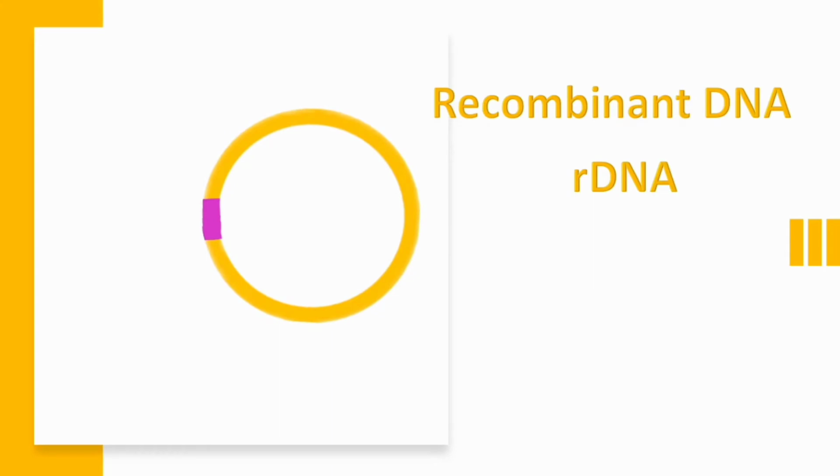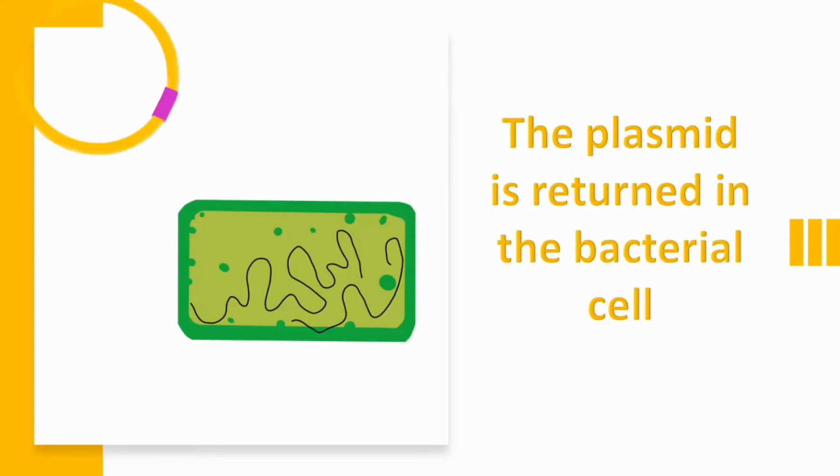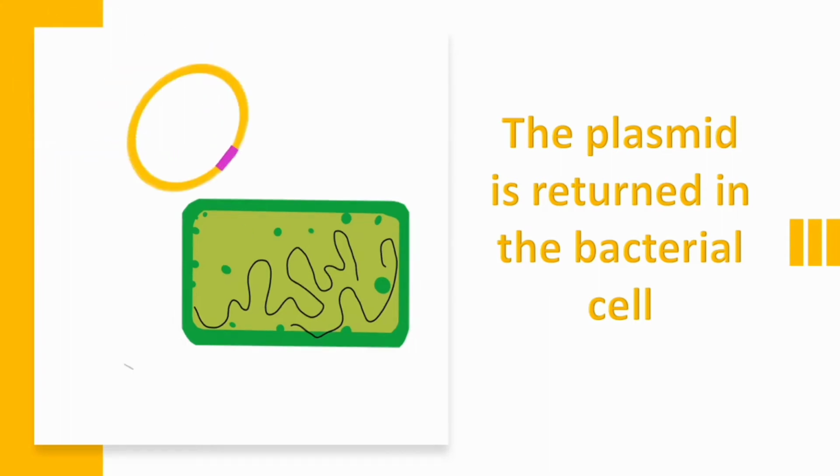Any two fragments produced by the same restriction endonuclease can be joined together with the assistance of the enzyme DNA ligase. We now have the recombinant DNA, or rDNA. The plasmid is returned to the bacterial cell.